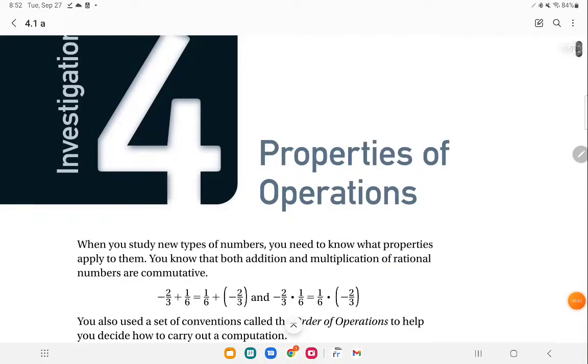In this video, we're going to be taking a look at 4.1, which talks about order of operations. But all of investigation 4 is the accumulation of everything we've done and all of the properties that we've learned so far in this unit and putting them together.